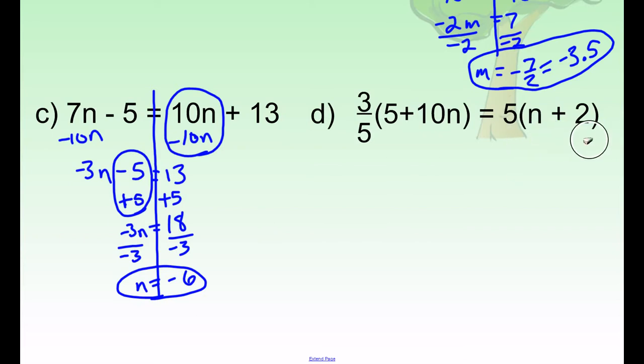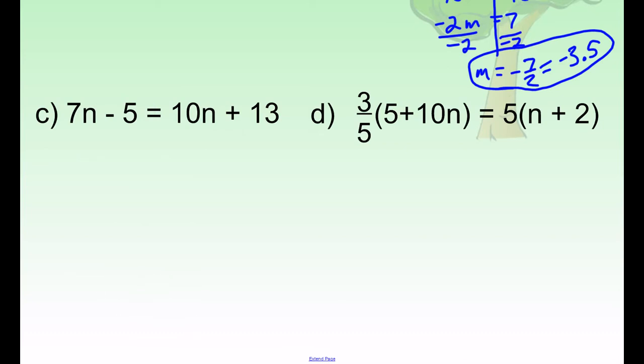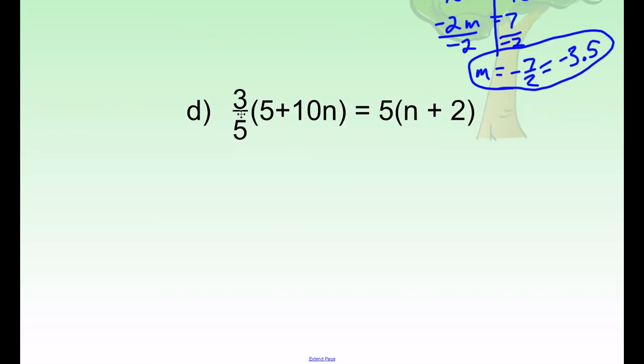Letter D. Ooh, isn't he pretty? So we have some parentheses in there. We have some fractions in there. We'll be doing some distributing. Give us some space here. So here we go. Separate your two sides. I can distribute here. So let's do that.